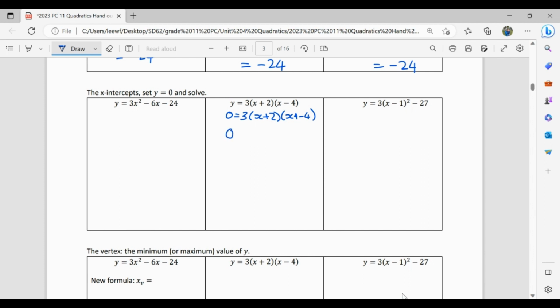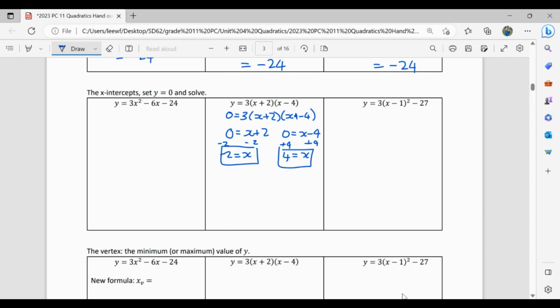So we have 0 equals x plus 2, or 0 equals x minus 4, or 0 equals 3, which doesn't make any sense, so 3 is not a solution. Subtract 2 from both sides, and we get x equals minus 2. Add 4 to both sides, and we get x equals 4. And so the factored form is the easiest one to find the x-intercepts.